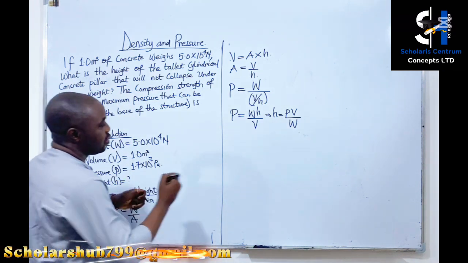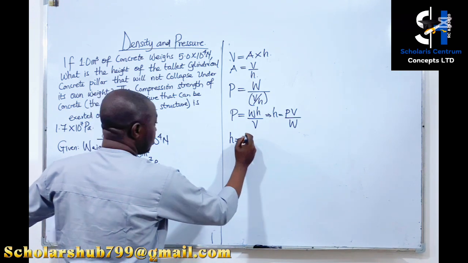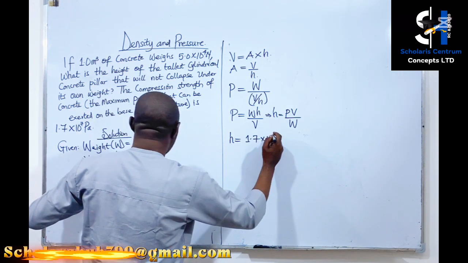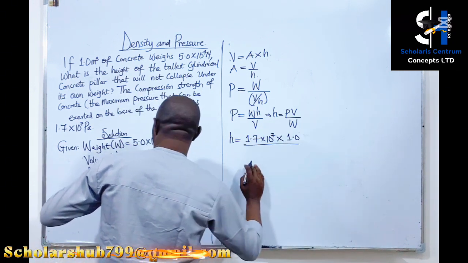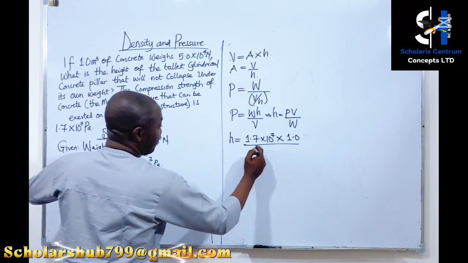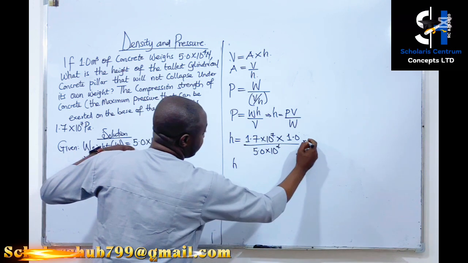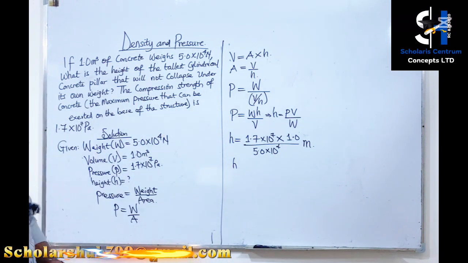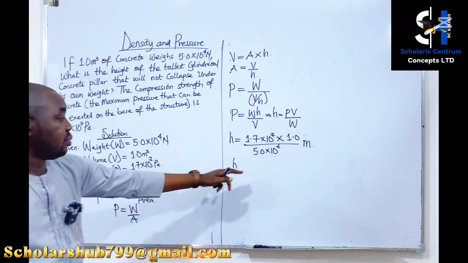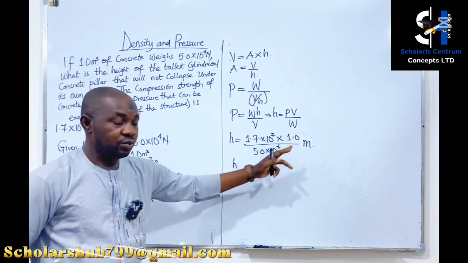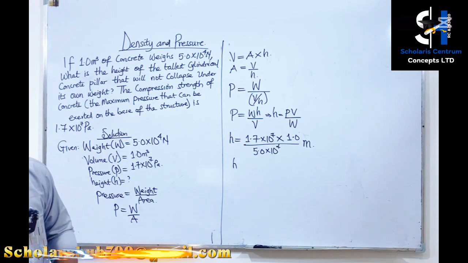Now in this case we have H equals PV over W. So let's plug in the values. H will be equal to the pressure, which is 1.7 times 10 raised to the power of 7, multiplied by the volume, which is 1.0, divided by the weight, which is 5.0 times 10 raised to the power of 4. Let's not forget that the unit of H will be meters. So what is 1.7 divided by 5? Because 1.7 times 1 is the same as 1.7. So 1.7 divided by 5 will be 0.34.